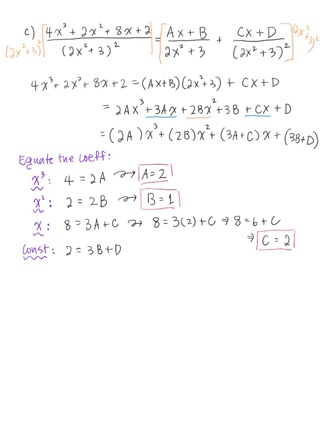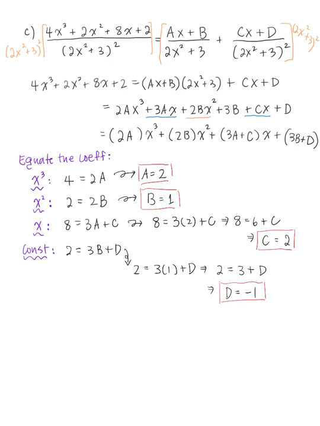Looking good. Now let's go with our d. We can solve for d because we know the value of b. So you have 2 equals 3 times 1 plus d, which implies 2 equals 3 plus d. So d is going to be negative 1. Is that all we need? A, B, C, D? Yup.